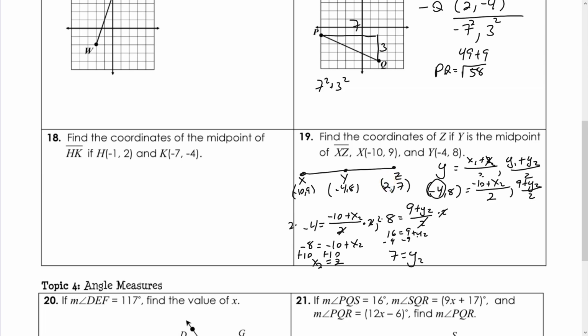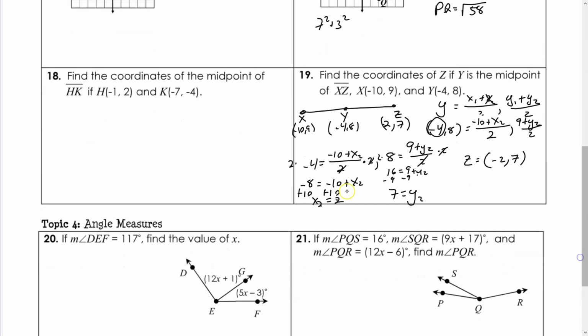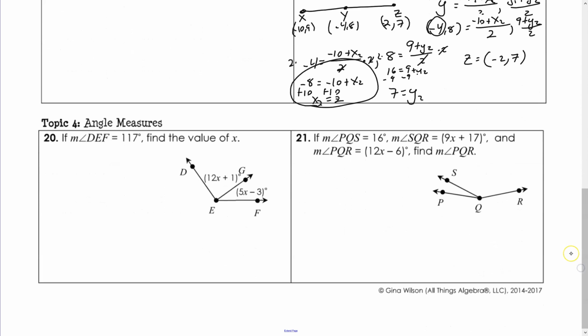Now it makes sense. When you think about it, the distance between negative 10 and 2 is 12. So the middle of that would be 6 away. So you see that's 6 away, negative 4, and 9 and 7. Well, what's in the middle of 9 and 7? That's 8. So that makes sense. So Z is going to be located at negative 2, 7. Be careful. These are the mistakes that we're going to make. We make simple mistakes. We understand what's going on and we start rushing.